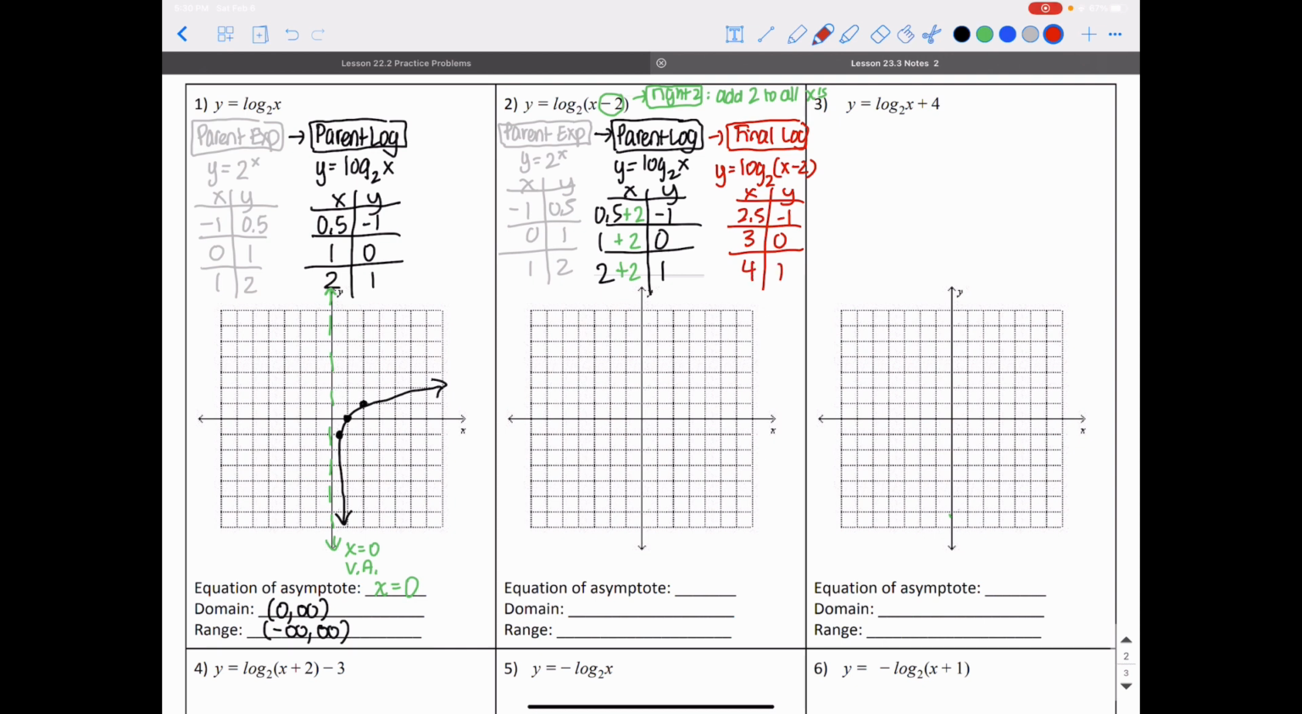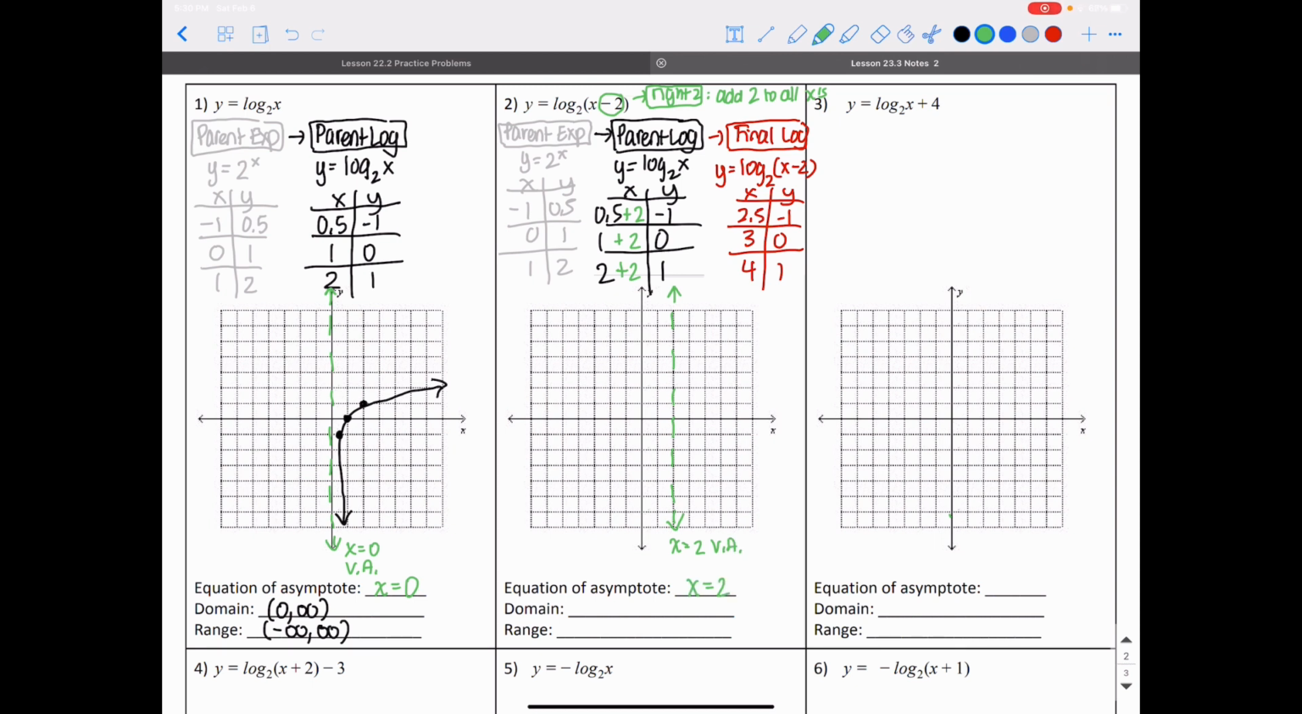Before I plot these points, I'm going to determine where my vertical asymptote is based on the horizontal shift of moving everything right 2. Instead of it being at x is equal to 0, my vertical asymptote is going to be at x is equal to 2. That's my vertical asymptote. So x is equal to 2 is my equation for the asymptote.